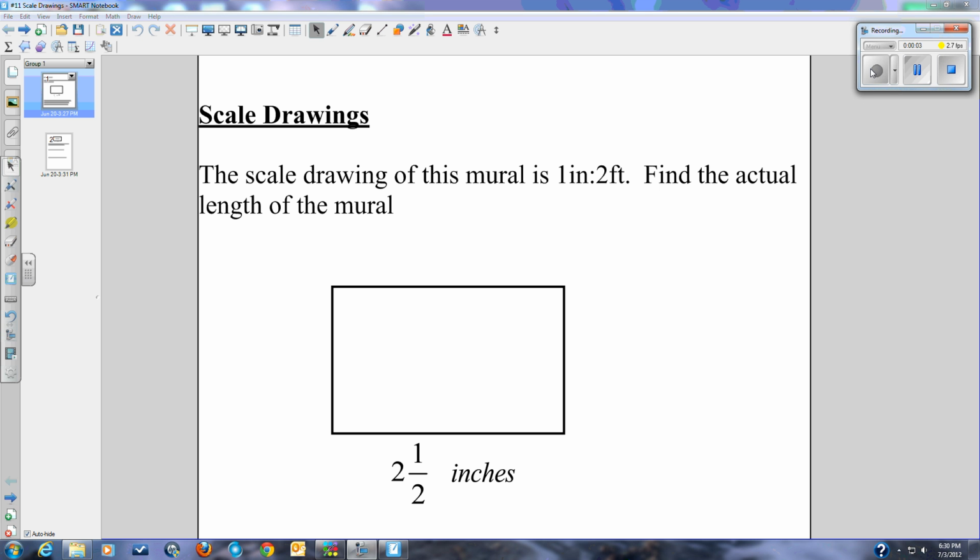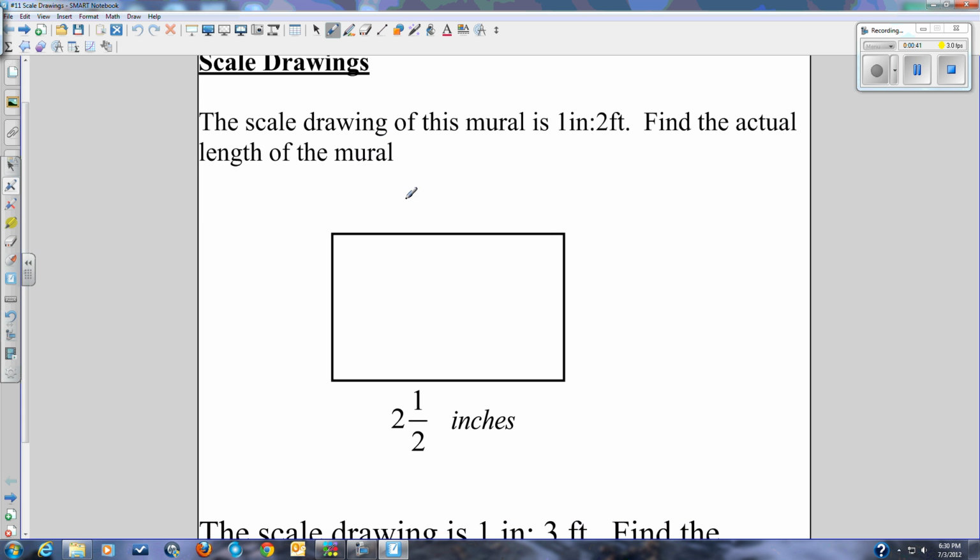Today's topic is scale drawings, and you have probably seen or heard of scale drawings. Maps are scale drawings of actual land, and a map has a particular scale. A blueprint of a house is basically a smaller picture of the real house, just like a map of a city is a smaller picture of the city. But everything is proportional in a scale drawing, and we're going to see how scale drawings work. Let's take a look here.